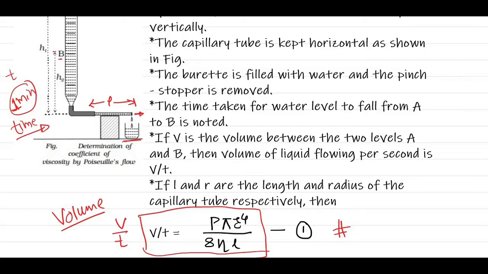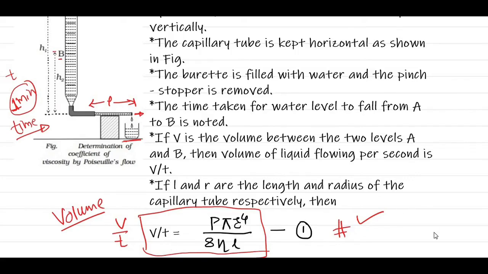Pi and 8 are constant. So finally we have to use this formula. Now, as I said, for a certain time we have to flow the liquid through the capillary tube and get the height difference, initial height and final height. The time has to be noted, and the volume of the liquid collected has to be measured.